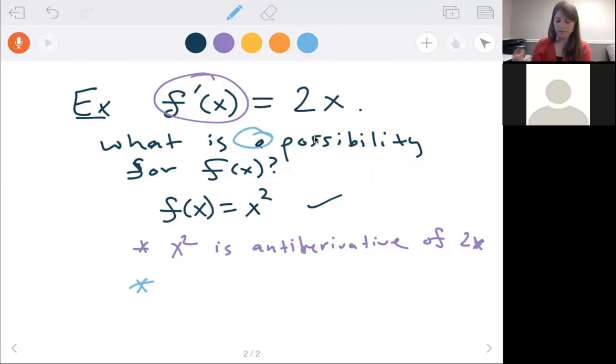So if we had lots of people, we might say, well, hey, what if we did x squared plus 1? Well, if I differentiate x squared plus 1, I still get 2x because the derivative of that constant term gives me 0. So once we see that that's what's going on, we could create a bunch of possibilities. X squared plus 5, x squared minus 5, as many as we want to. What this is actually telling us is we can think about a more general form, a family of antiderivatives.